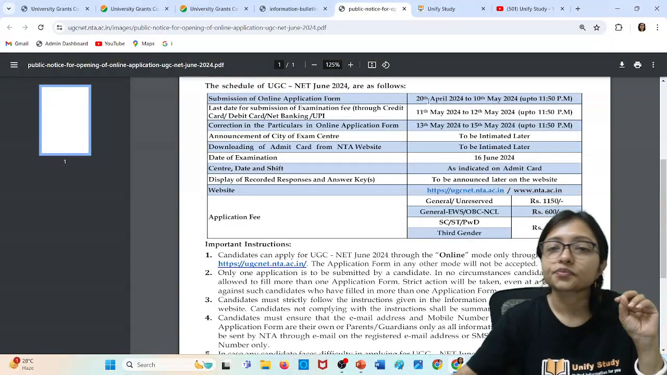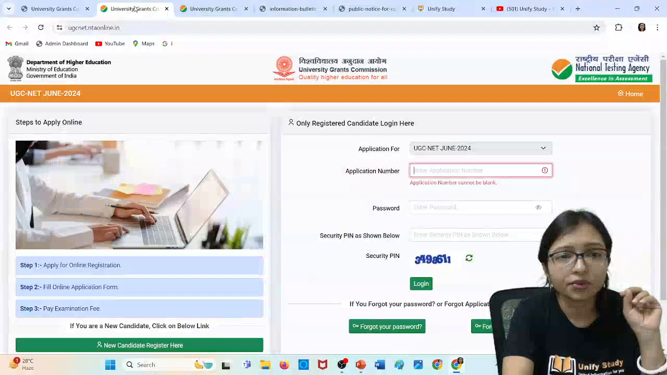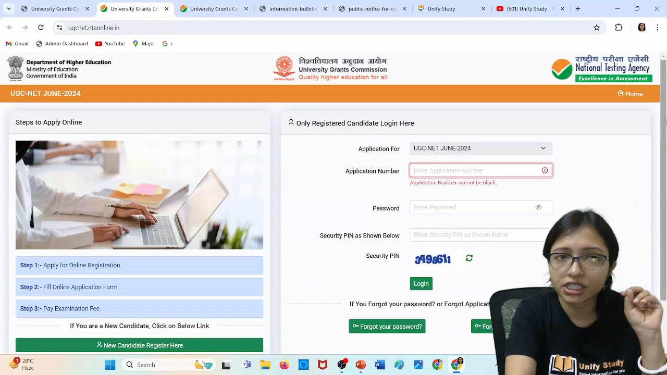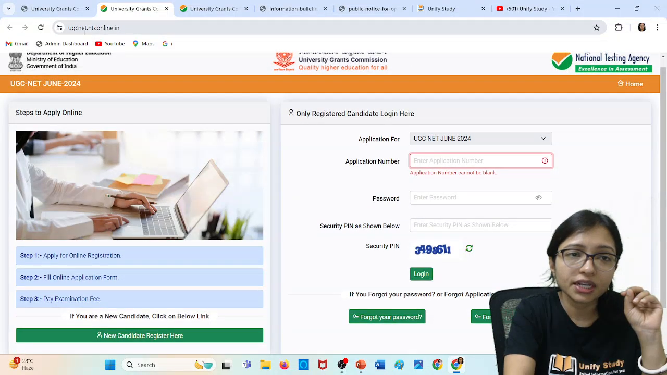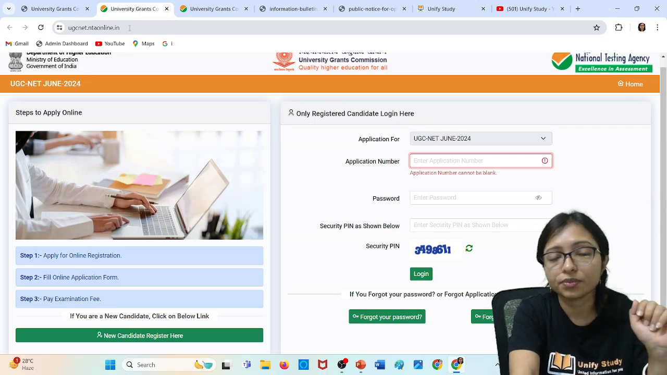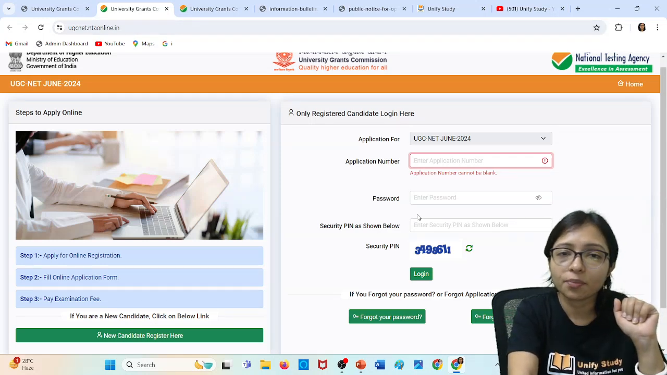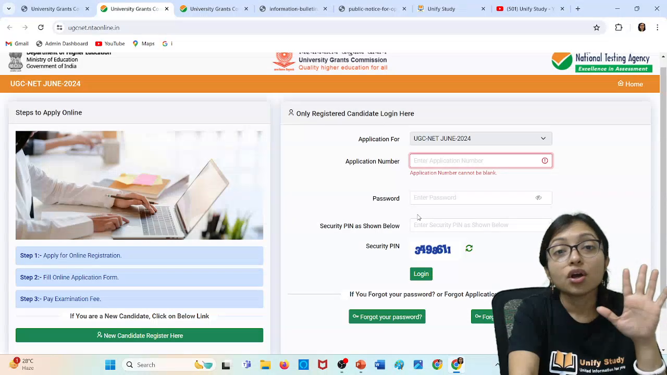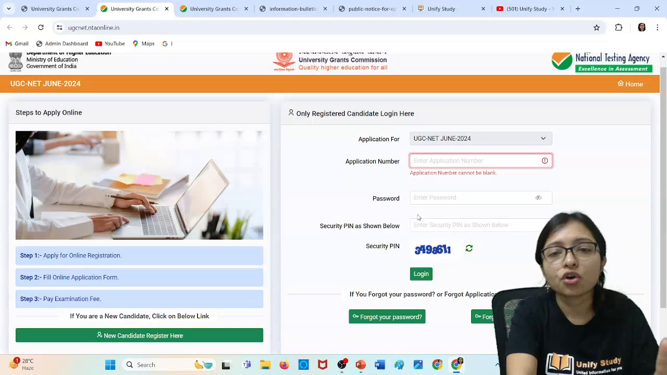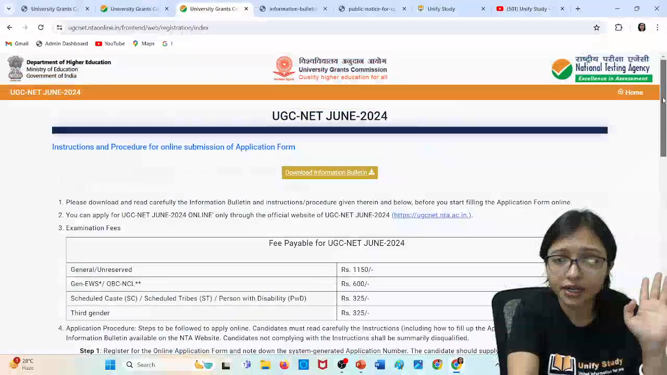So here 10th April to 20th April, it already started. You can come to this website and you can see there the application already started. This is UGC NET Online.in. Definitely start your registration. You can do your registration properly. At the time of registration, collect all your documents properly and then upload all the documents. Don't make any mistakes. Definitely go through all these things.